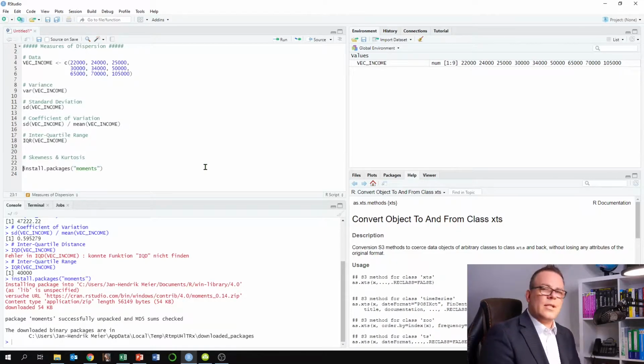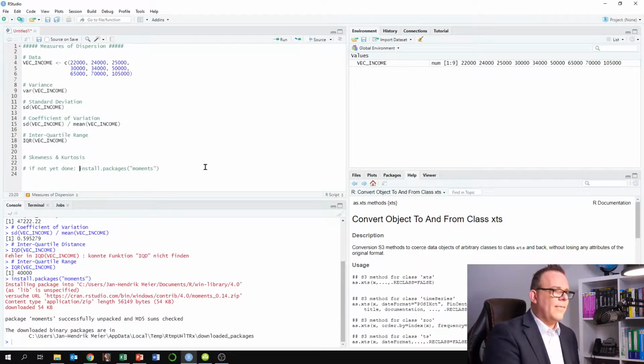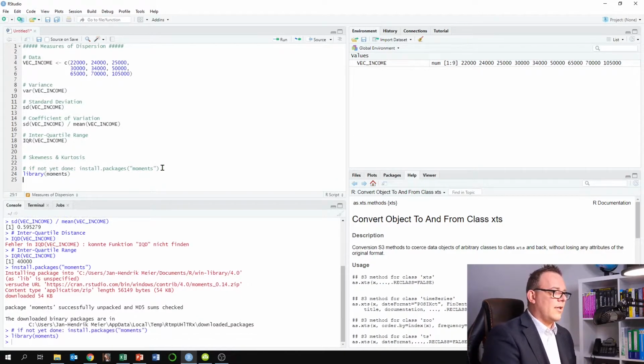Now we can use it, but since we never have to install it again, we make a comment out of this: if not yet done, install it. So if you share your code with your colleagues or students or whoever, and they haven't yet installed it, they see it, okay, if not yet done, they can take the comment sign out of the command line, run it, and put it back. It's as easy as that. But what we always have to do is run the library moments. Keep in mind, here it is in quotation marks and here it is without quotation marks. I run the library and now I can access the skewness.